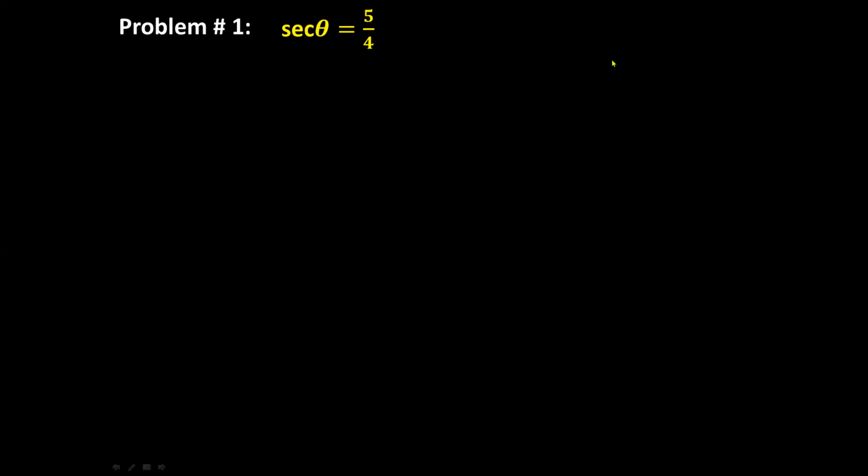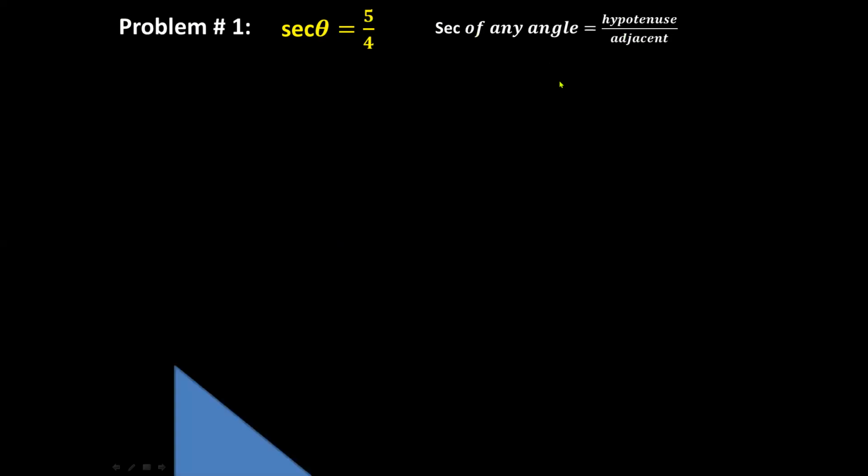theta. Ano nga ba ang ibig sabihin ng secant theta? The secant of any angle is hypotenuse over adjacent. Ang ibig sabihin niya, anak, ang hypotenuse natin is 5, ang adjacent naman natin is 4. Since alam na natin ang definition ng secant of any angle, mag-drawing muna tayo ng right triangle.